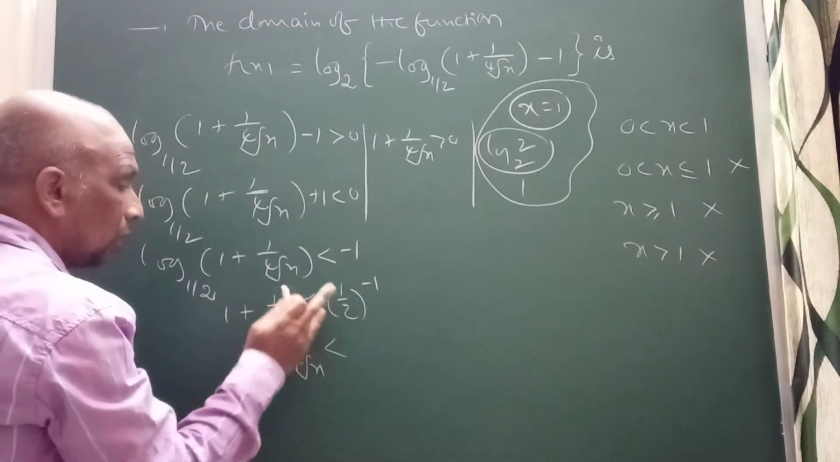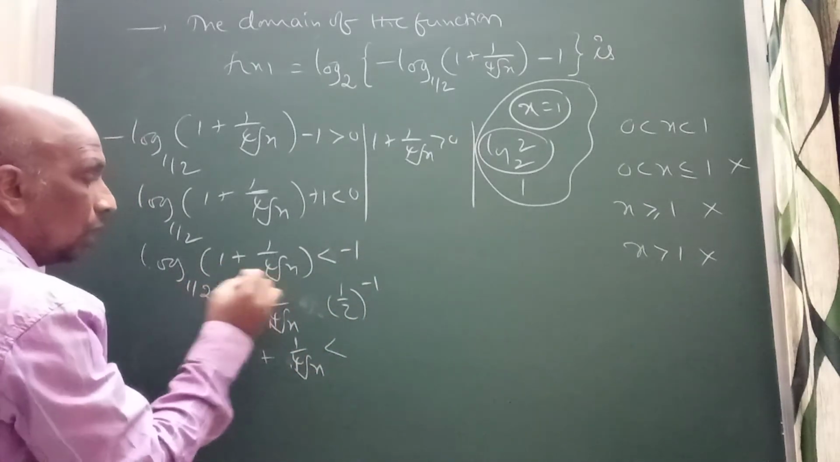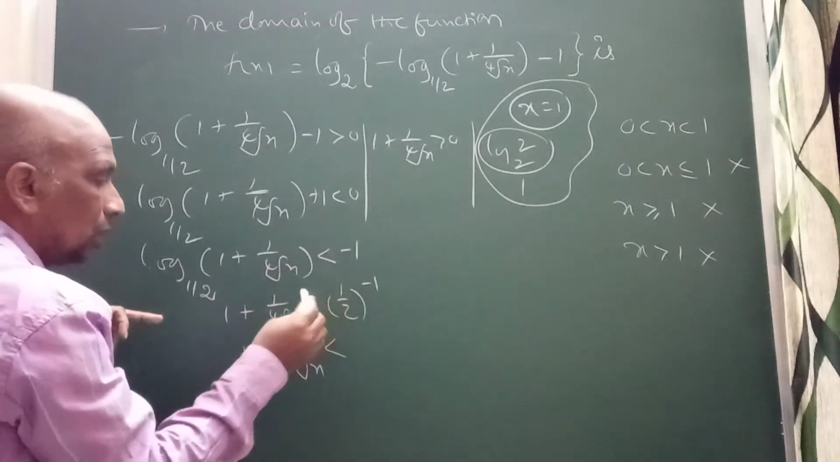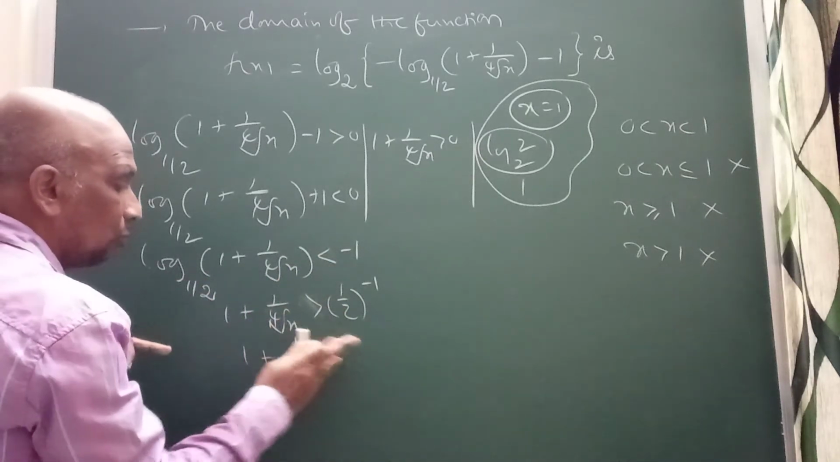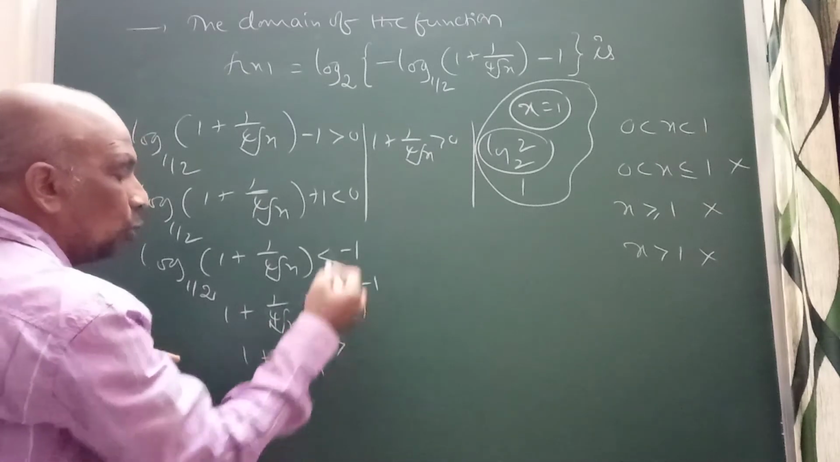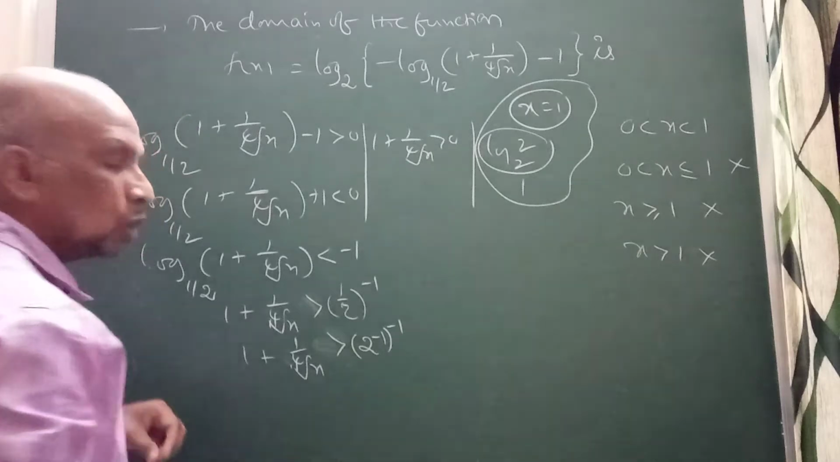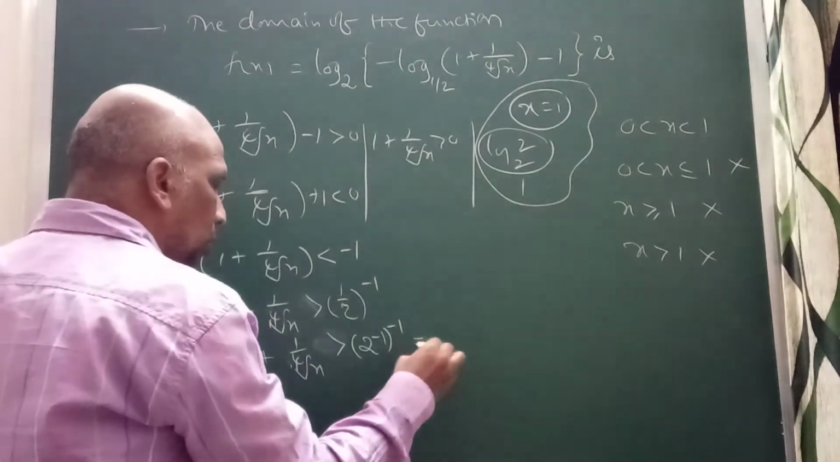Then here, when I am removing this logarithm, when the base is between 0 and 1, you will get the opposite of this, it will become greater than, right? Should be careful here. So 1 by 2 is 2 power minus 1, 2 power minus 1 minus 1. So from this, what's the conclusion here?